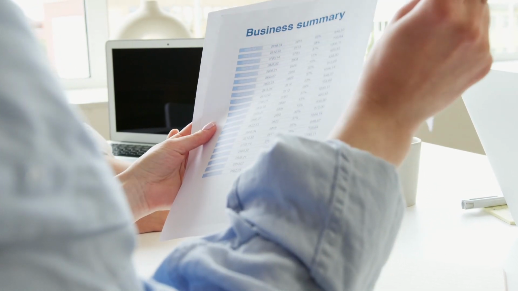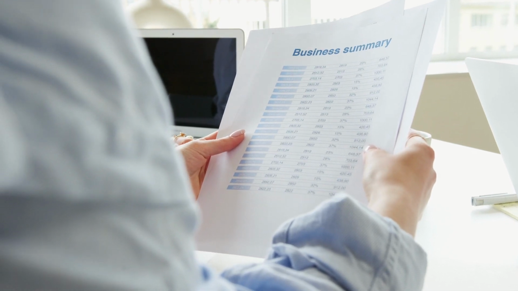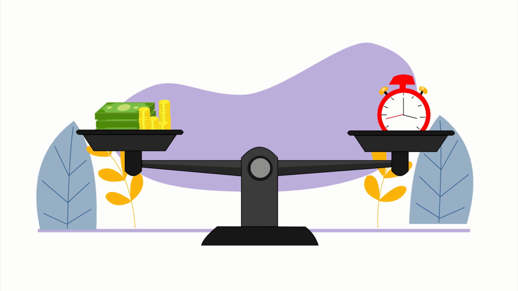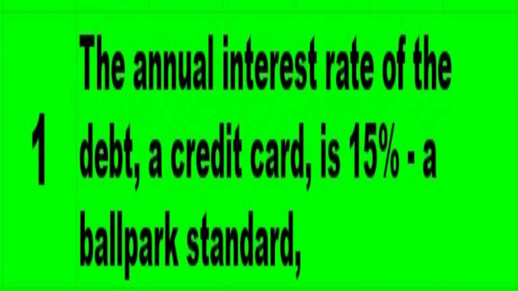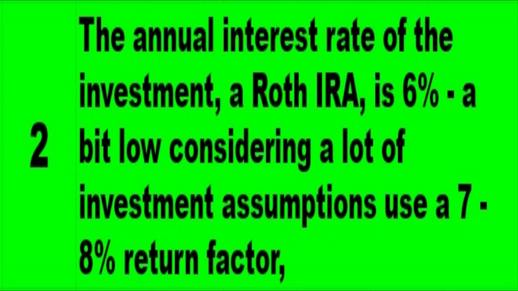Now, for some good old-fashioned math demonstrated in a spreadsheet, let's look at an apples-to-apples comparison of debt versus investment. We're going to make a few assumptions in this exercise. First, the annual interest rate of the debt, a credit card, is 15%, a ballpark standard. Second, the annual interest rate of the investment, a Roth IRA, is 6%, a bit low considering a lot of investment assumptions use a 7 to 8% return factor.